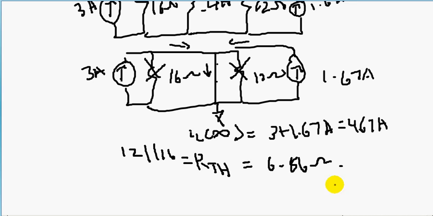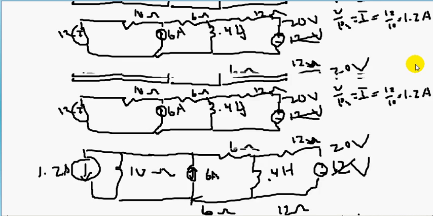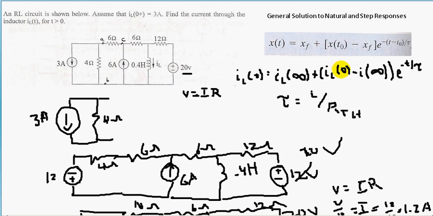Now, finally, tau is equal to 0.4 henries divided by our Thevenin's resistance, 6.86 ohms, and that would give us 0.0583 seconds. Okay, now all we have to do is plug in I_L(infinity) and tau into our general solution, along with our initial current through the inductor.